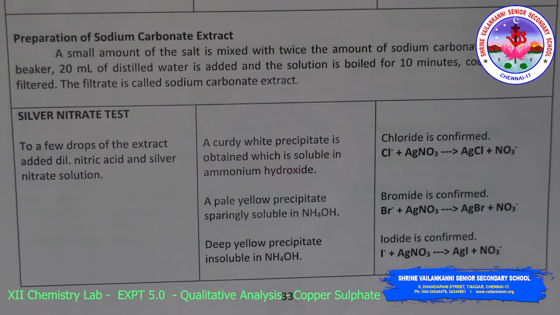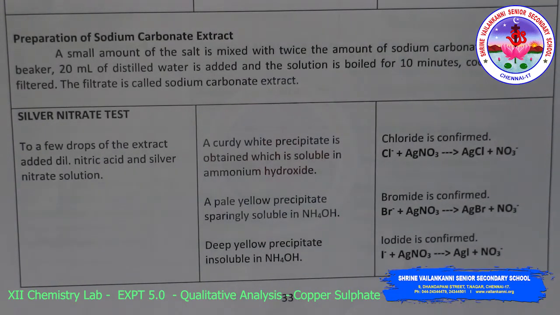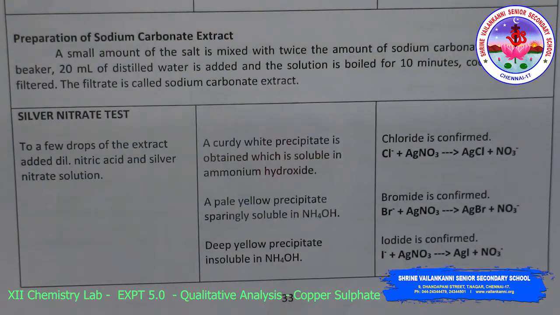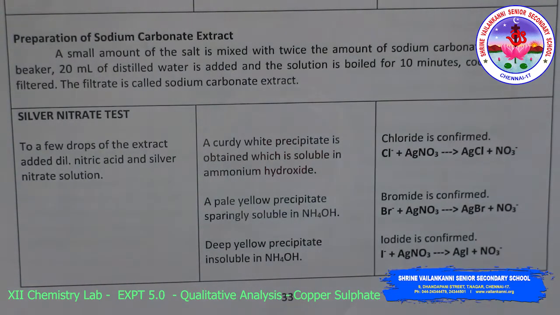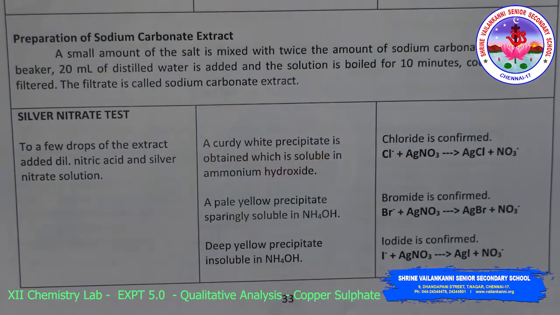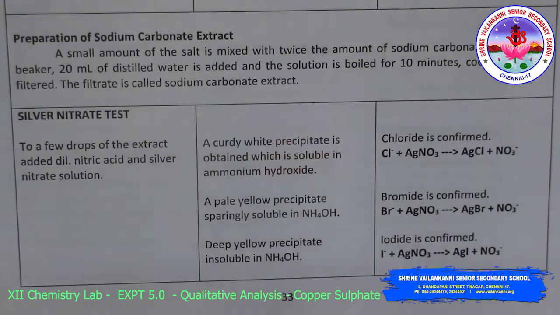Take the extract and add dilute nitric acid and a few drops of silver nitrate solution. If a curdy white precipitate is obtained which is soluble in ammonium hydroxide, chloride is confirmed. A pale yellow precipitate sparingly soluble in ammonium hydroxide means bromide is confirmed. A deep yellow precipitate insoluble in ammonium hydroxide indicates iodide is confirmed.